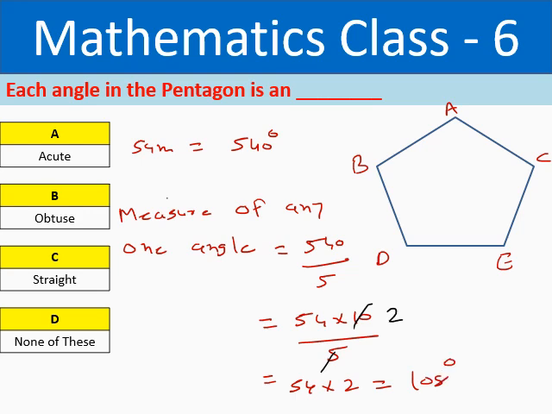So now this 108 degree is more than 90 degree and less than 180 degree. So it is known as obtuse angle. Option B is the correct option.